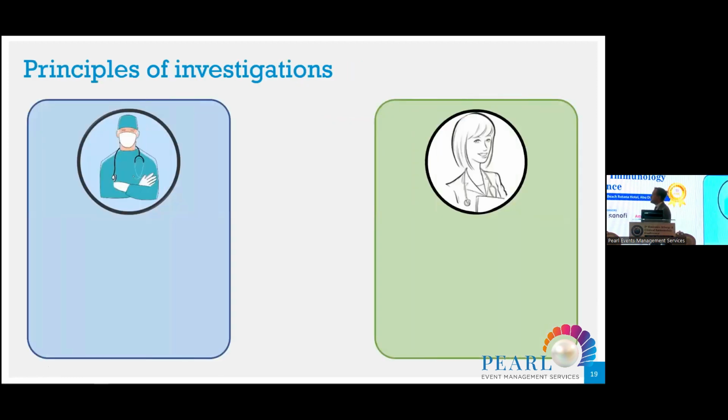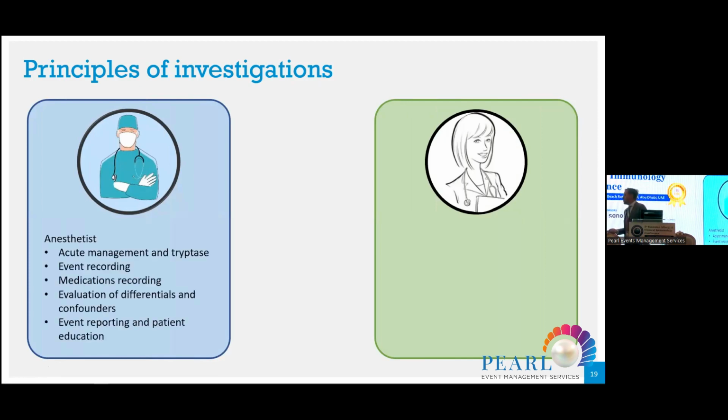So what's the principle of investigation here? From the anesthetist's point of view, what do they have to do? Acute management, take the tryptase sample in the acute phase, and then recording, okay? This is very important, recording the events, the reaction, the timing, the medication used, evaluating potential confounders that may be easily identified in the OR, but impossible to identify for the allergist after 2 months in the clinic. And of course, reporting, educating the patient. So the patient needs to know what happened so that they can understand also the importance of the next step.